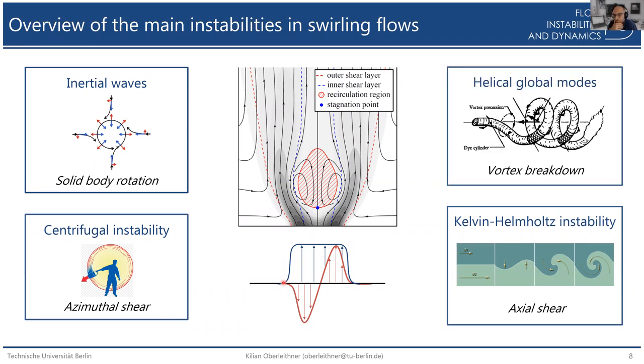And then you can have global modes, and these modes are always helical. The most prominent one is the single helical azimuthal mode with the mode number m=1, as shown in this quite classic picture here. Okay, so these are the 4 most important instabilities that can occur here.